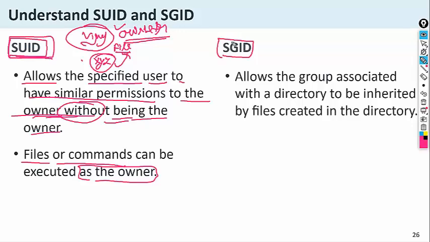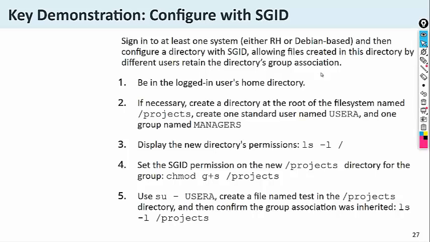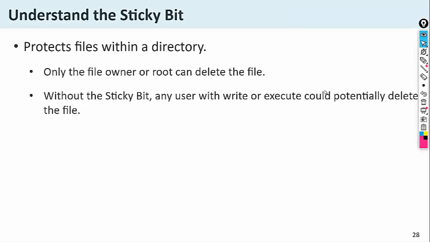Similarly, set group ID allows the group associated with a directory to be inherited by the files which will be created inside the directory. Okay, so how can you do that? You can use chmod, and if you want to enable SGID, then you will use g+s and the specific directory. This is the command which you can use to implement this type of configuration.